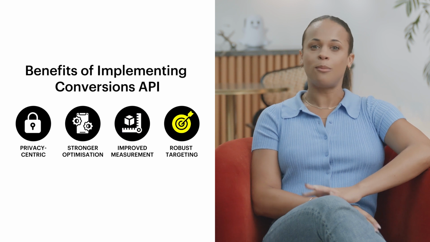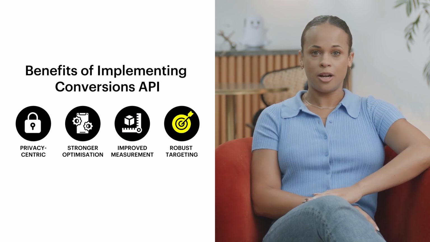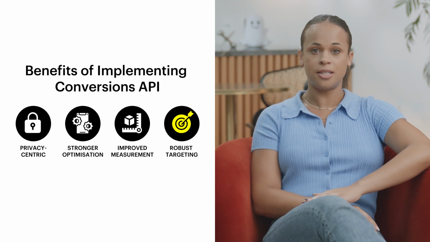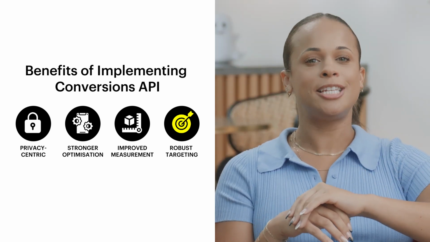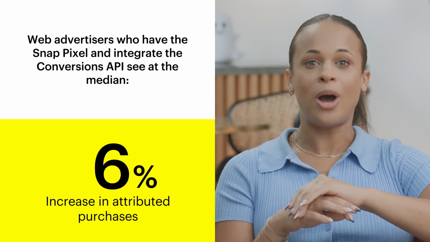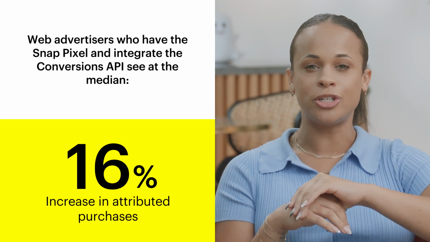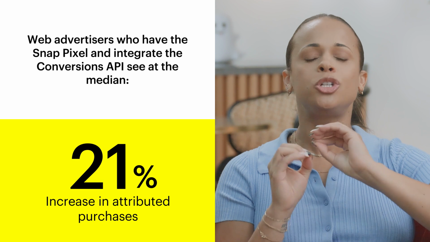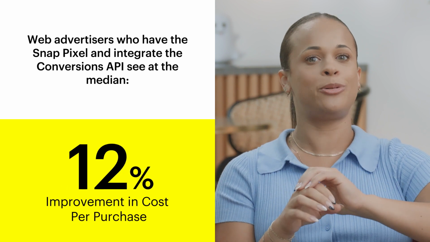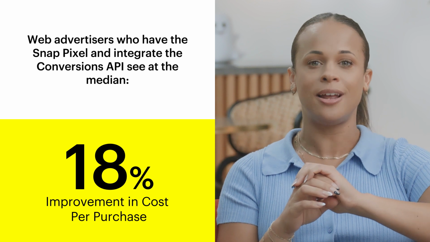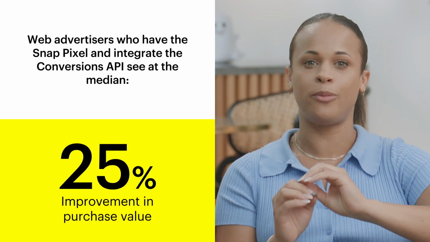And finally, number 4, get robust targeting. Conversions API allows you to populate first-party custom audiences in real time, which you can use to create lookalikes or re-engage with your existing customers. Unconvinced? Just take a look at these numbers. Web advertisers who have the Snap Pixel and integrate the Conversions API see at the median a 22% increase in attributed purchases, an 18% improvement in cost per acquisition, and a 25% improvement in purchase value.